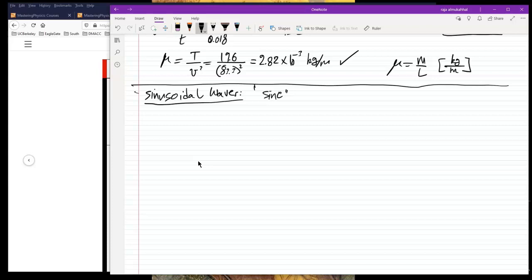And on top of that, it can be described by a sine wave. So these are a special kind of wave. Most waves out there are not really sinusoidal. Maybe they are close to being sinusoidal, but they're not exactly sinusoidal waves. A perfect example of a sinusoidal wave is SHM, the simple harmonic motion.